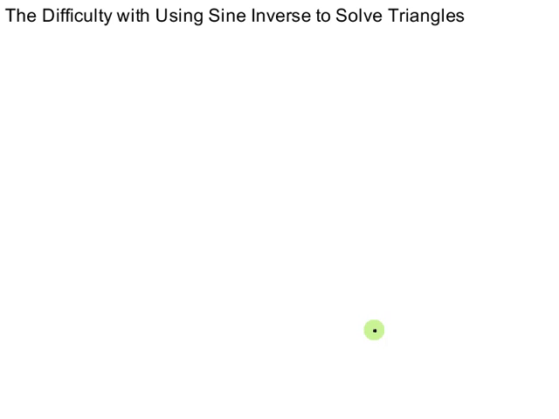Alright, let's talk about the difficulty when using sine inverse to solve a triangle. I have the law of sines written here, and the reason I'm talking about sine inverse is, let's say we wanted to solve for angle A here. If I wanted to solve for angle A, at some point I would have to take the inverse sine of sine of A to get rid of the sine in front of the A. So to solve for the angle using the law of sines, you'll eventually take sine inverse, and that's why we're discussing why there's an issue with sine inverse.